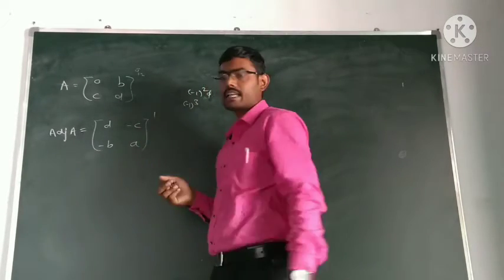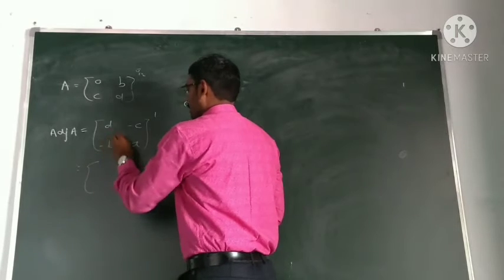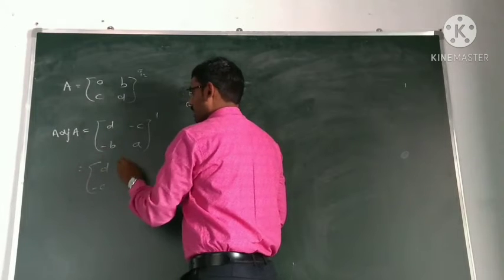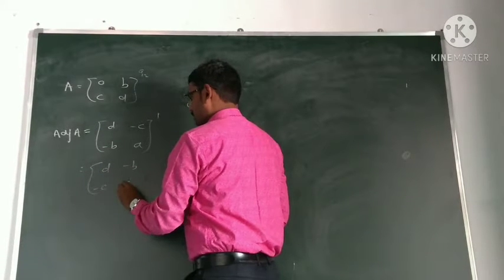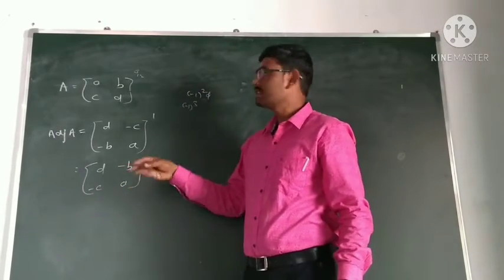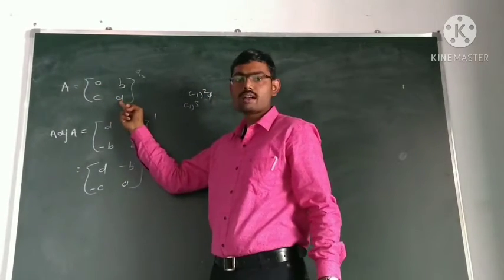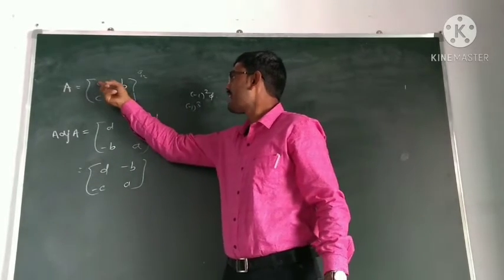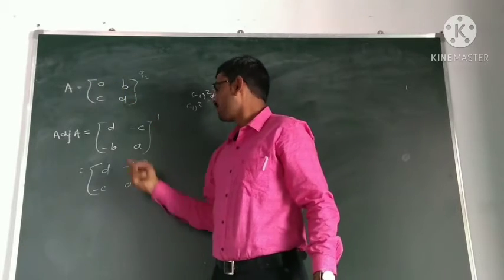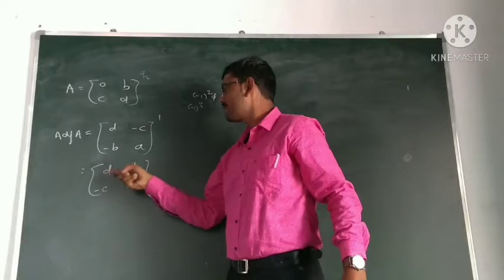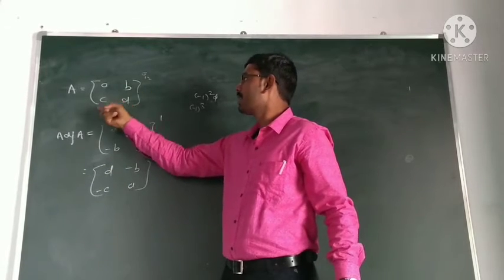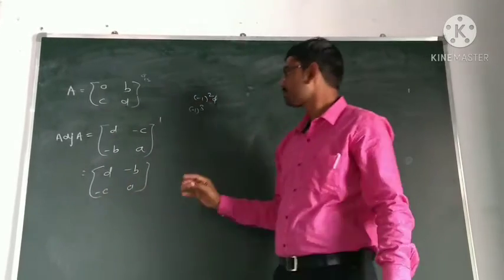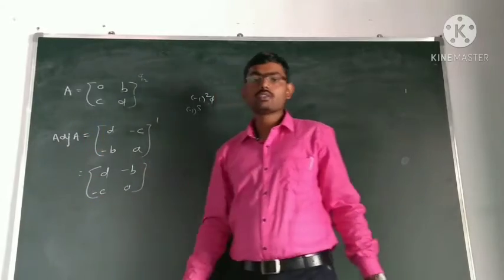Now the transpose: taking the transpose, the first row becomes the first column, so D, minus C, and the second row becomes the second column. So in general, if A, B, C, D is a two by two matrix, then its adjoint is obtained by just interchanging the diagonal elements. D goes here, A goes here, so here is D and here is A. Just replace these two elements by their negatives, so here is minus B and here is minus C. This is the adjoint of the 2x2 matrix.